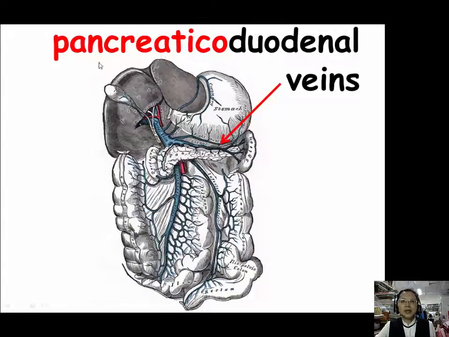Our example for pancreatico is pancreaticoduodenal veins, which is this vein shown in the picture. It collects the blood from the pancreas and our duodenum. That's why it's called pancreaticoduodenal veins. It is accompanying the superior and inferior pancreaticoduodenal arteries.